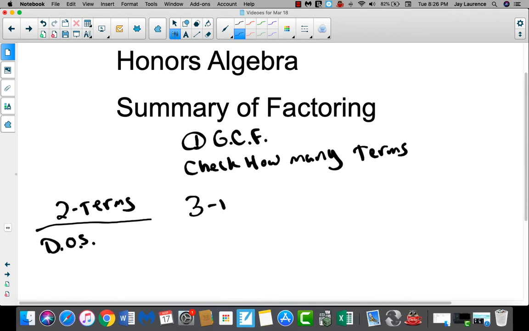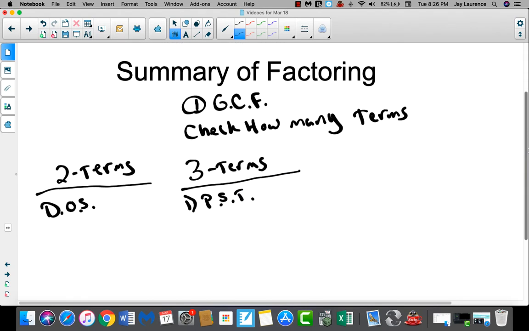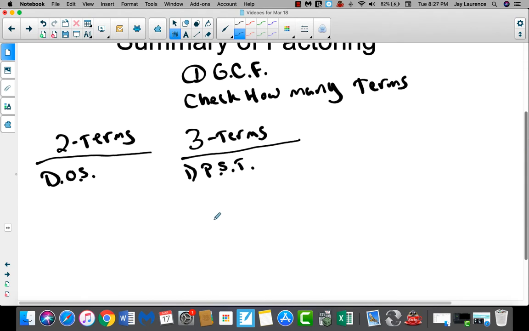If there are three terms, well then we can check first of all to see, is it a perfect square trinomial? That will save us a lot of trouble, because if it is a perfect square trinomial, it'll factor really simply. That's where the first and third terms are both perfect squares, and the middle term is twice the product of the square roots of the first and third terms.